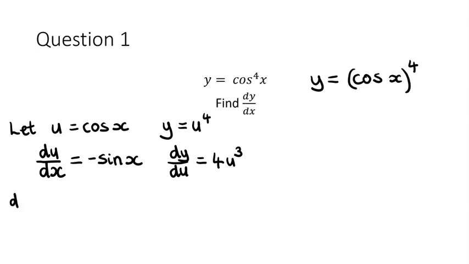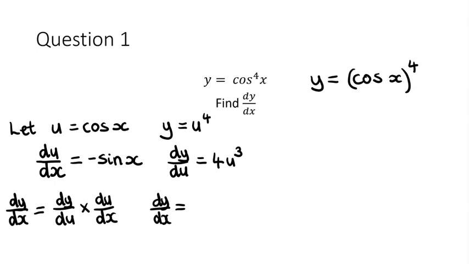Now the chain rule is as follows. To work out dy by dx, what I need to do is dy by du multiplied by du by dx. Okay, you can see there those du's would cancel, leaving you with dy by dx. So in this case, dy by dx, I do my dy by du, that's the 4u cubed, and I'm going to multiply that by du by dx, that's minus sine x.